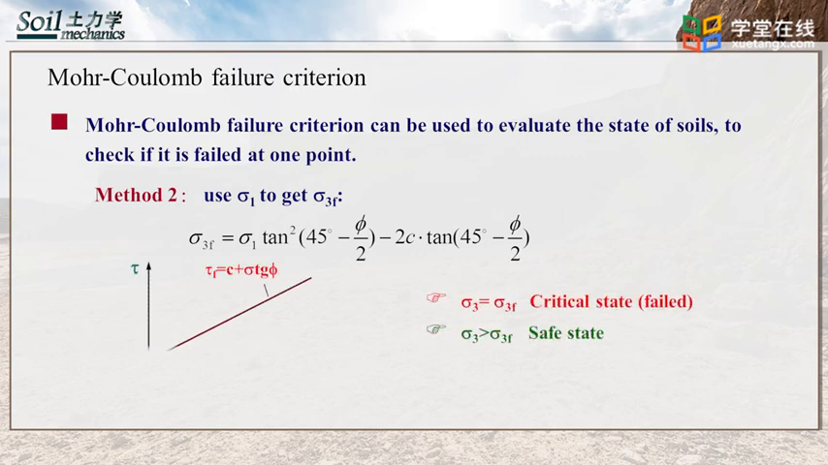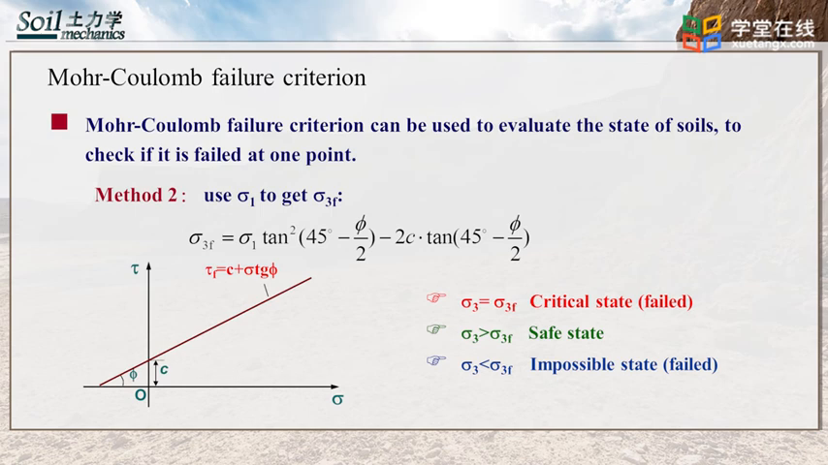In the second method, we can use the calculated sigma 1 to calculate its corresponding sigma 3 at failure. When the calculated sigma 3 equals the sigma 3 at failure, the soil is under critical state. When the calculated sigma 3 is greater than the sigma 3 at failure, the soil is safe. When the calculated sigma 3 is smaller than the sigma 3 at failure, the soil is under an impossible state and already failed.